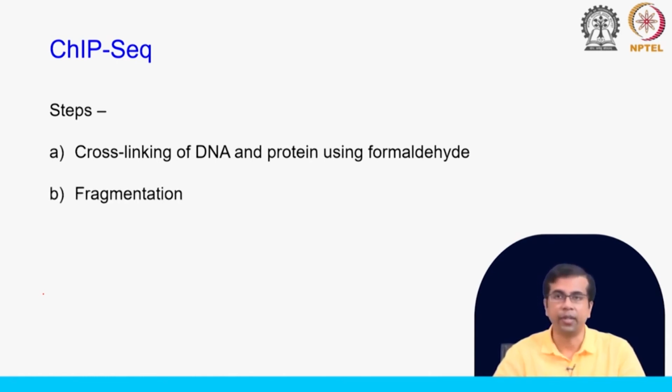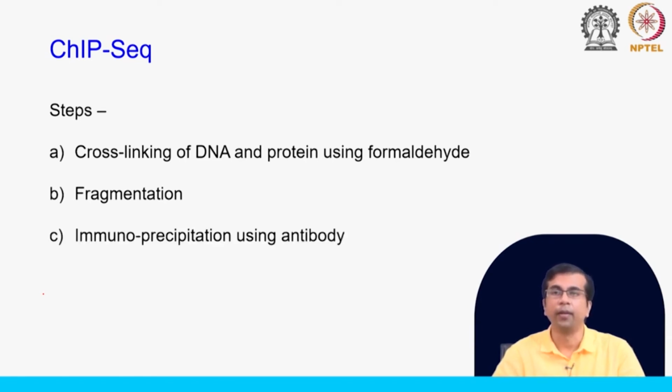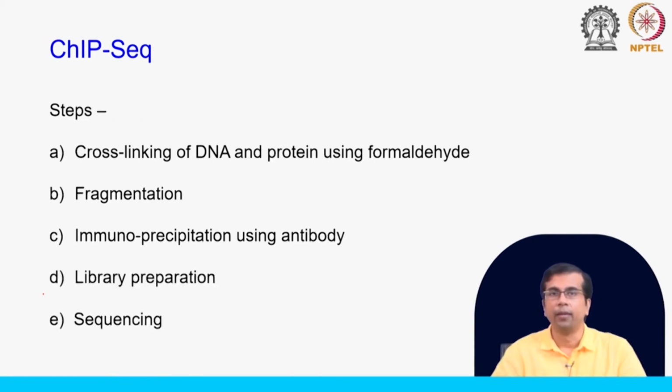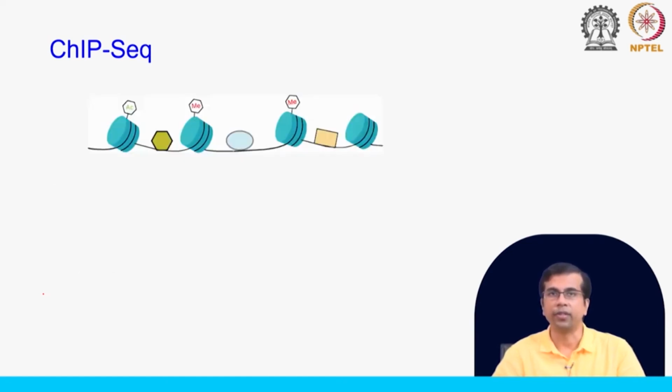The second step is DNA fragmentation, so we create smaller fragments of DNA. The third step is immunoprecipitation using an antibody. This antibody will be targeted against the protein that we are interested in, or against the histone modification that we want to identify. And then the final two steps are very familiar to us. The first is library preparation, and the second is sequencing.